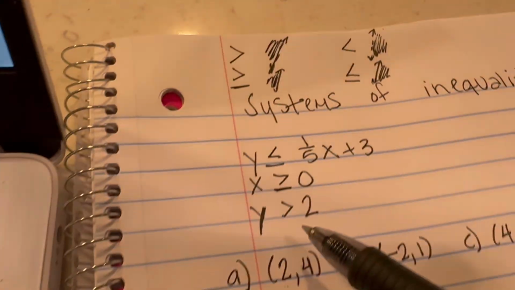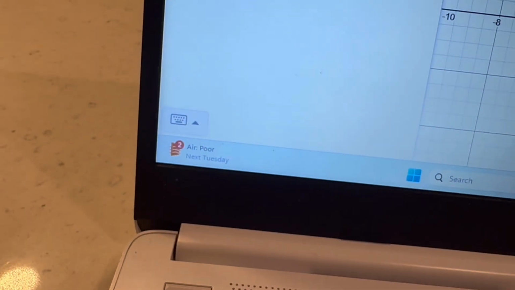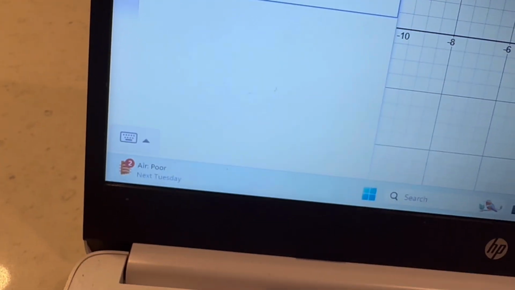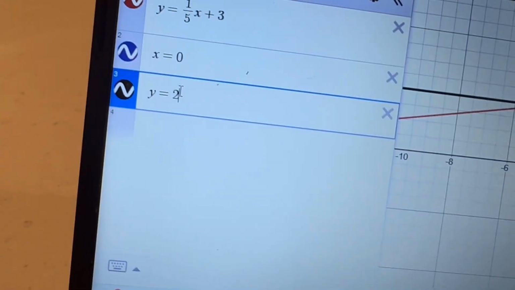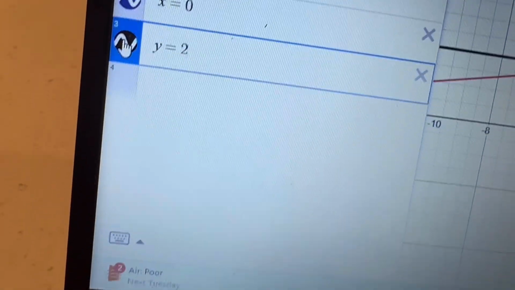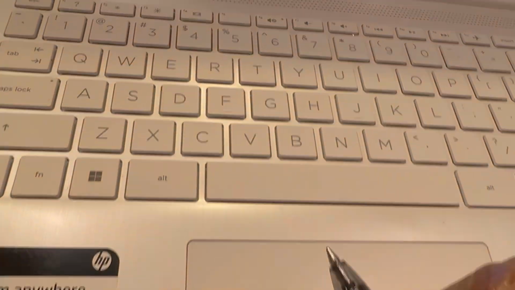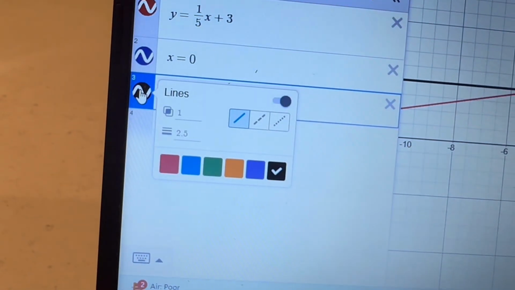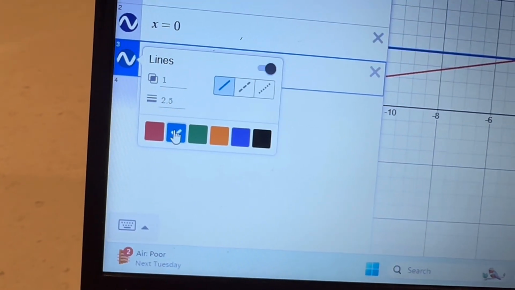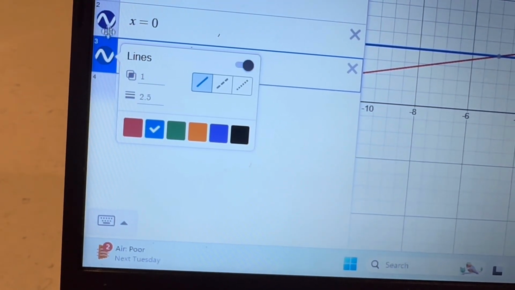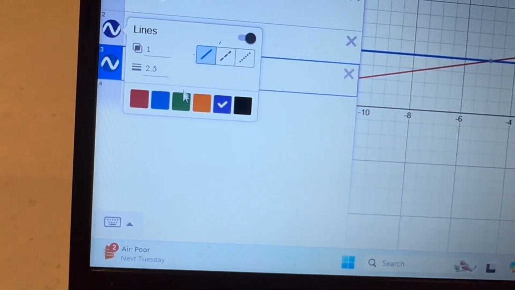And the third one, y is equal to 2. You're going to have to shade on your own. I would change the colors of these. Hold on to the black key for half a second, let go, and make that blue. Then hold on to the purple, boop, make that green. Okay, let's just use red, blue, and green.